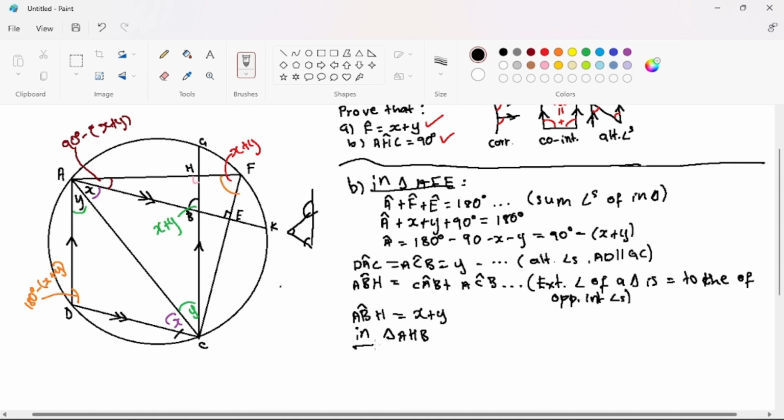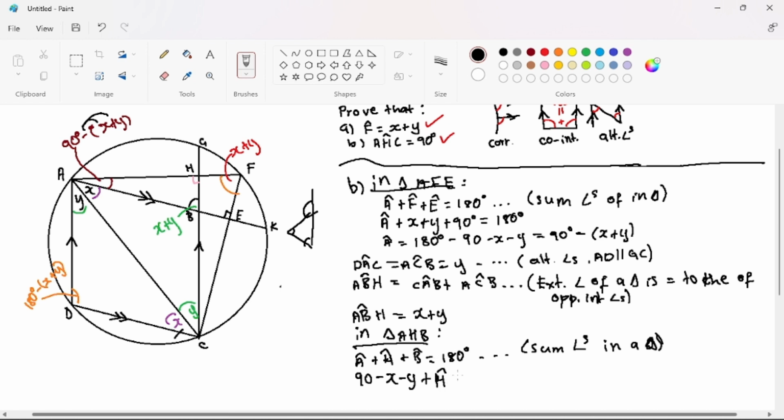When we are considering triangle AHB, we are going to say angle A plus angle H, which is our AHC, or angle AHC, plus angle B is equal to 180 degrees. Then our reasoning, you are going to say sum of angles in a triangle are supplementary. So this is a triangle, guys. Okay, A is 90 minus X minus Y. I simply simplified, guys. I didn't mean to rhyme there.